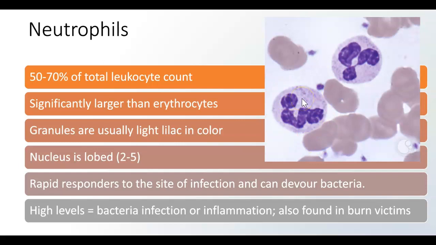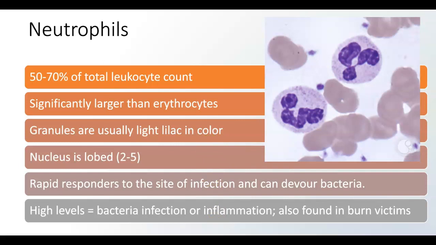Their granules, when they are stained, are going to appear light lilac in color, kind of light purple. They're called neutrophils because we stain them with a neutral stain, so not acidic or alkaline. The nucleus is lobed, usually with 2 to 5 lobes. They are rapid responders to the site of infection and are particularly effective against bacteria. So if you have a bacterial infection, you would have a higher neutrophil count than normal because these are going to be activated to try and fight that infection.